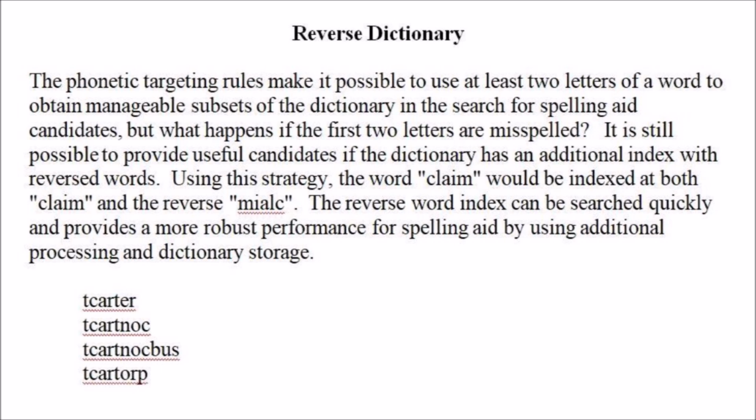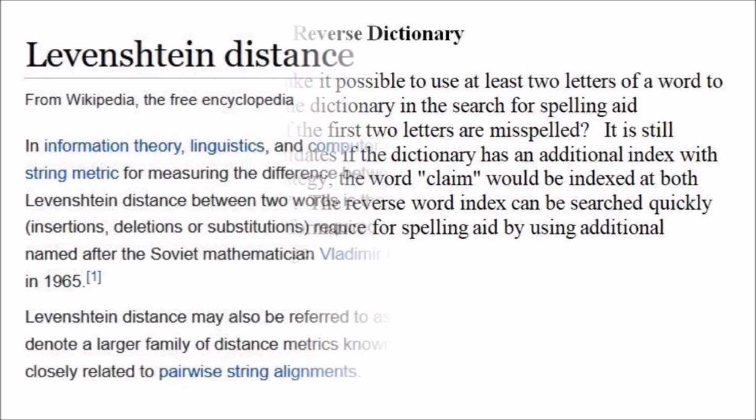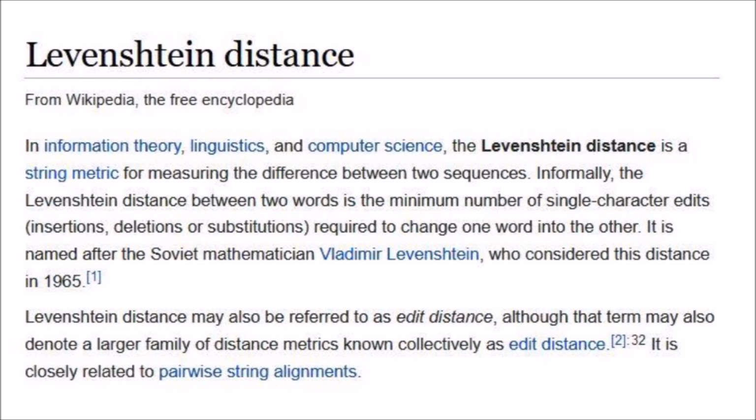But it is also possible to create a reverse dictionary where every word is spelled backwards. The potential misspelling is then reversed and the selection of a subset of candidates is made as for the normal dictionary. This technique provides good spelling aid candidates when the front of the word is garbled. The reverse word index can be searched quickly and provides a more robust performance for spelling aid by using additional processing and dictionary storage. The difference between two words can be calculated using the Levenshtein distance measure.